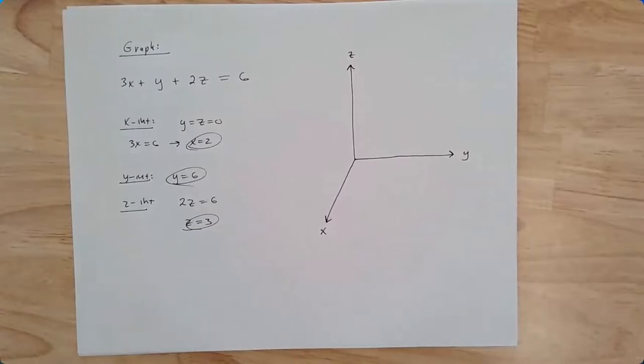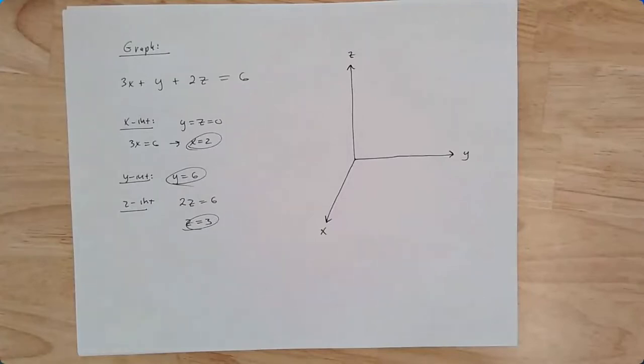I usually like to think of it as that corner of the room. So if you look at that corner of the room, that edge is the z-axis, that edge along the wall is the y-axis, and that edge coming out towards us is the x-axis. That is how I typically like to think of it.